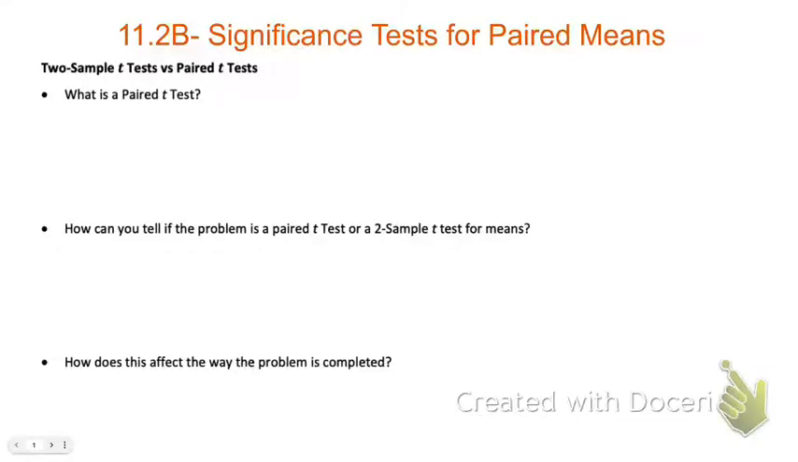So today we're going to talk about how to do a special kind of significance test for paired means. On Friday we talked about two sample t-tests, and today we are going to do paired t-tests. Now, they look a little similar, but here's the difference. So what is a paired t-test?